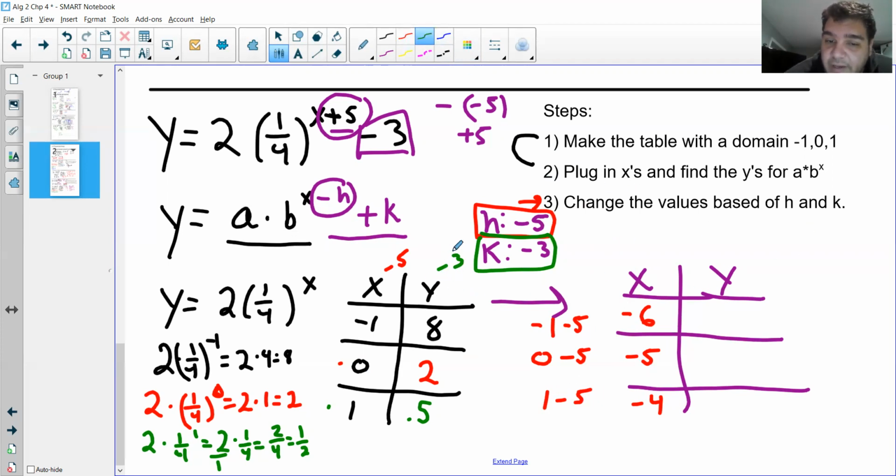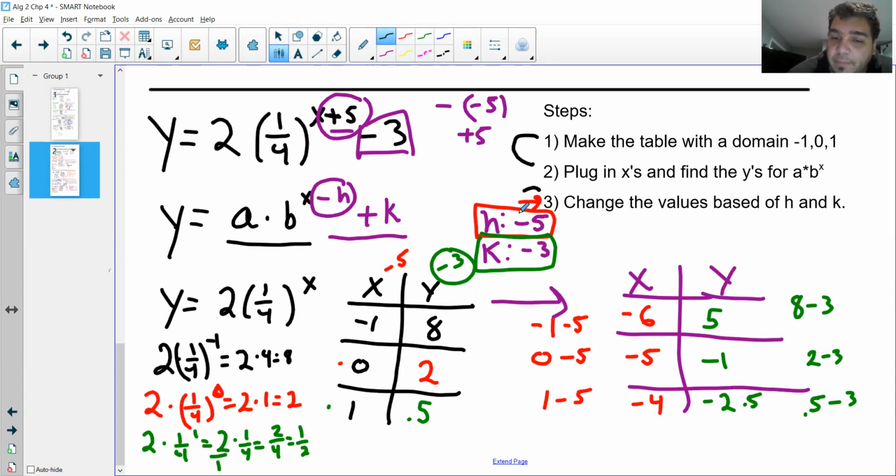On the right side, I'm doing -3. So it was 8 minus 3. So I take the number here and just subtract it by what my K is. So 8 minus 3 is 5. 2 minus 3, that happens to be a -1. And 0.5 minus 3. No shame pulling out the calculator, but this would be -2.5.